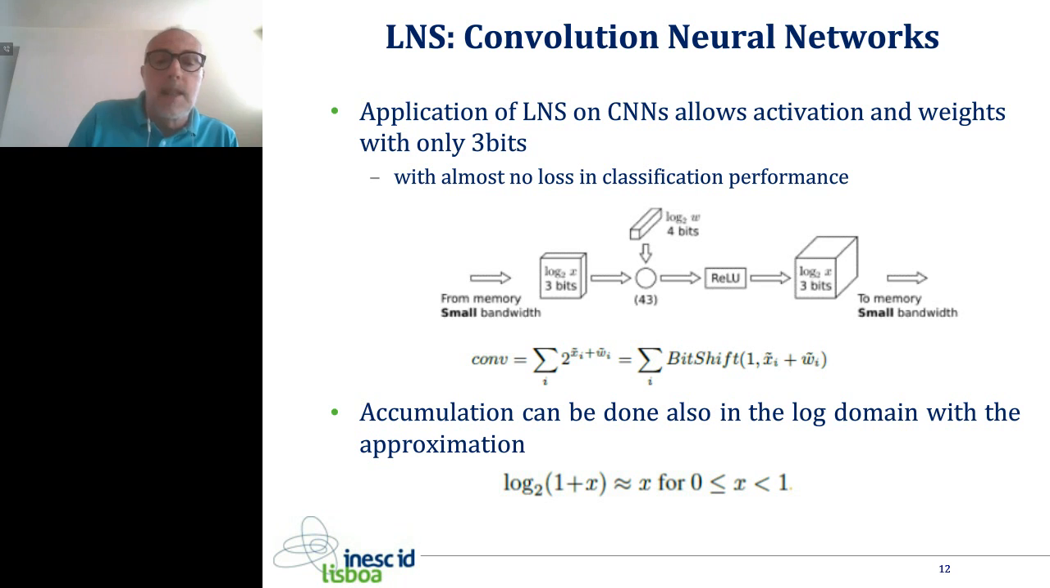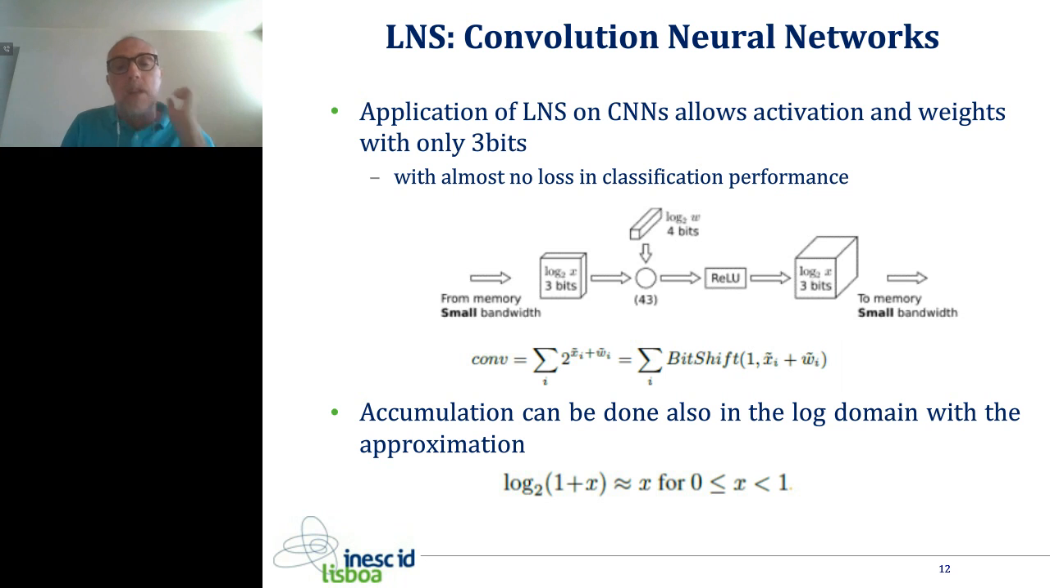What we can see is that we can apply LNS to compute the convolutional neural networks, also with activations and weights with a very small width, with only 3 bits. And it was shown that we have almost no loss in terms of classification performance, which typically we consider as the mean average precision in terms of errors.